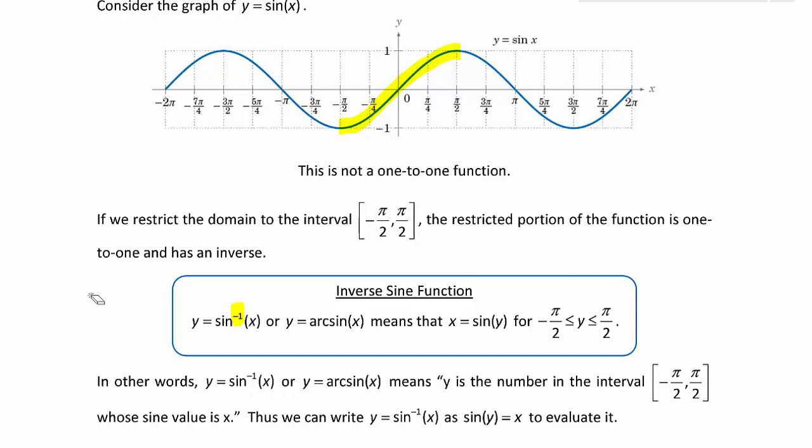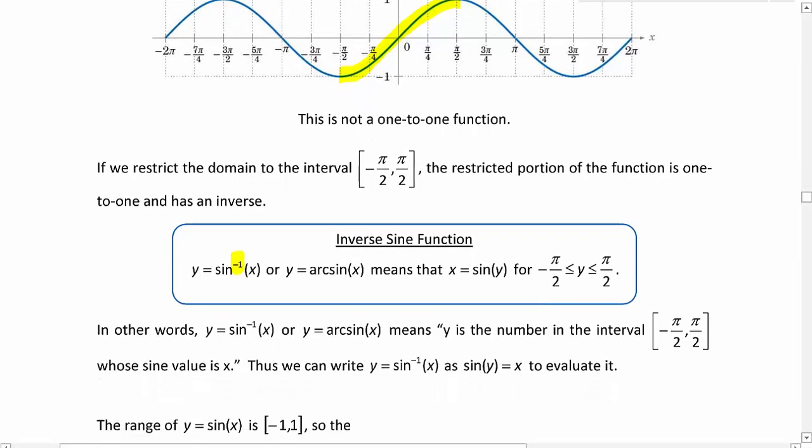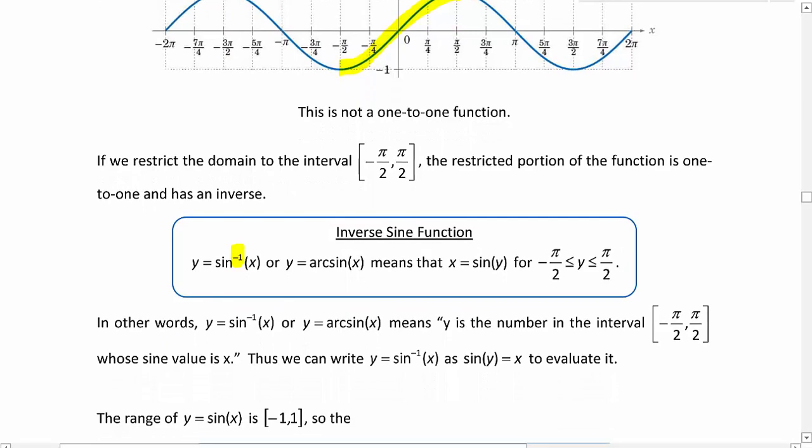Personally, I tend to use the negative 1, it's less writing, but I'll use both interchangeably just so that you're comfortable with the notation. So y equals sine inverse of x, or y equals arcsine of x, means that x equals sine of y for y in between negative pi over 2 and positive pi over 2. In other words, this inverse sine means y is the number in the interval negative pi over 2 to pi over 2 whose sine value is x.